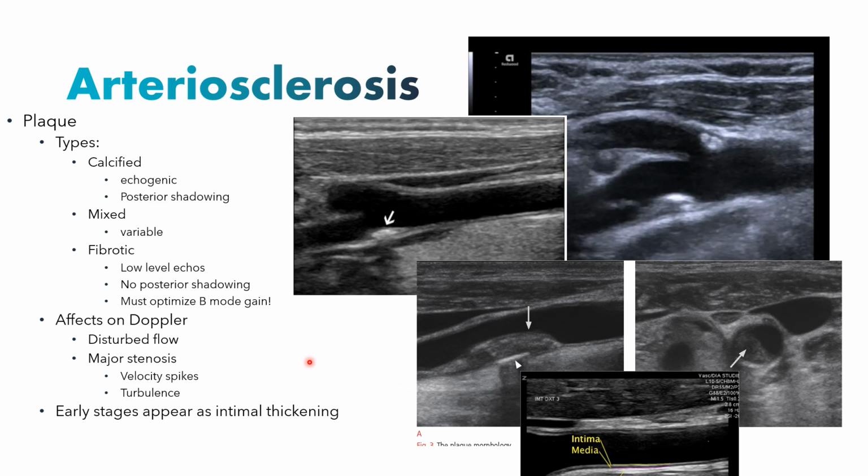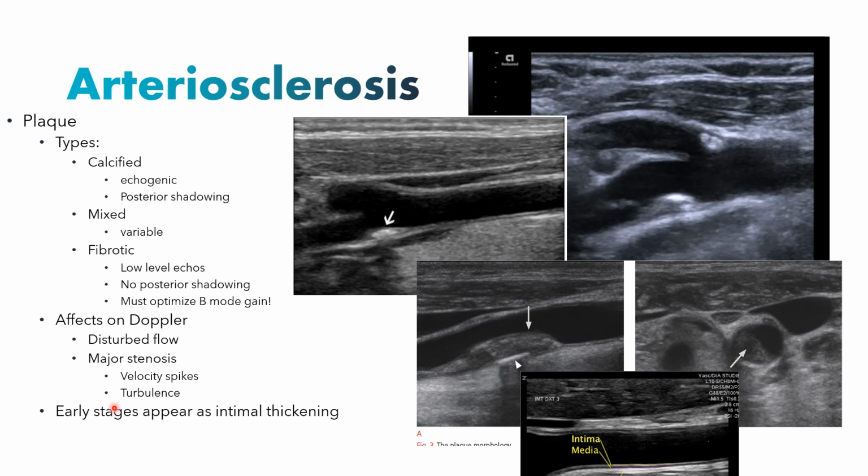So all of these are going to have effects on Doppler. If they're somewhat smooth, they're not taking up over 75% of the vessel, then you're usually just going to see that disturbed flow where all of your flow will still maintain parallel lines and just reroute themselves around the plaque. Once it gets to a more significant extent, that's where you're going to see those increases in velocities, the upstream increase in resistance, the in-stenosis increase in velocities, the post-stenotic turbulence, and then the low resistance post-stenosis.